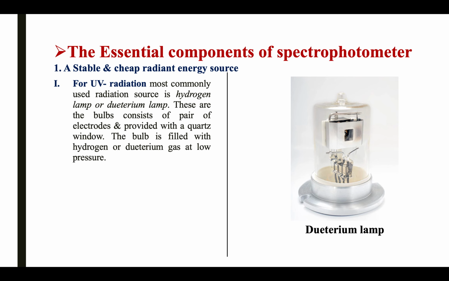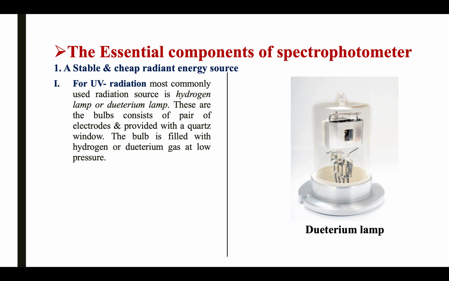For UV radiation, the most commonly used radiation source is the hydrogen lamp or deuterium lamp. These are bulbs consisting of a pair of electrodes and provided with a quartz window. The bulb is filled with hydrogen or deuterium gas at low pressure. The hydrogen lamp and deuterium lamp are the same, only deuterium is an isotope of hydrogen. This is commonly used for UV radiation.